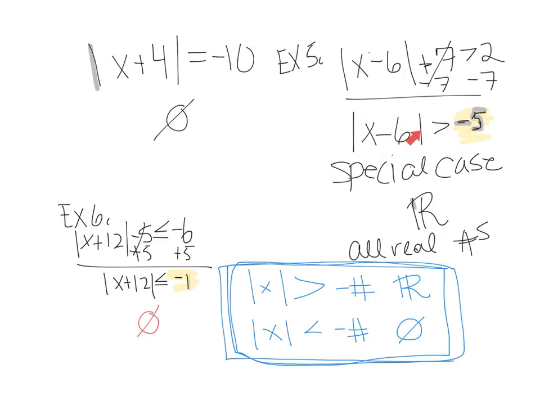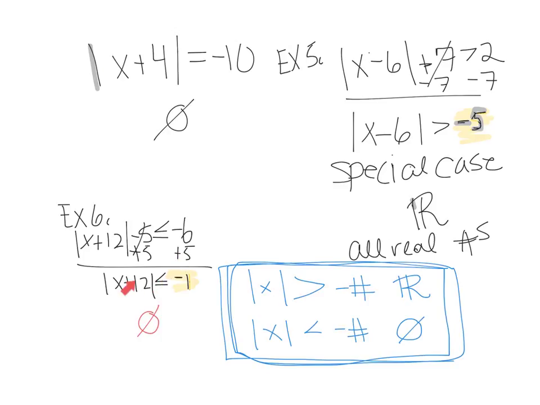Any number that takes the absolute value will be larger than a negative number, like the absolute value of 2. It's going to be greater than -5. Absolute value of -2 will be greater than -5. Absolute value of 3 will be greater than -5, etc. Every single number. So we call this all real numbers, and you can abbreviate with this symbol.